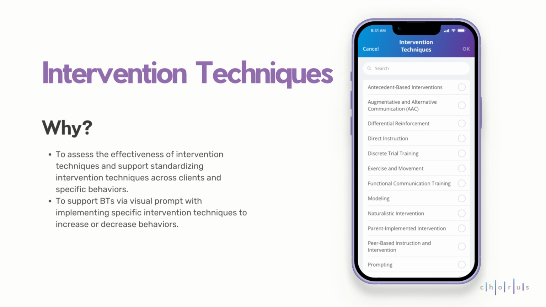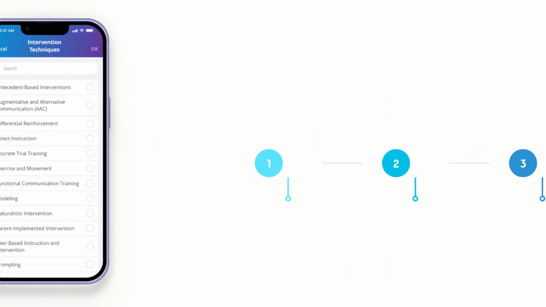Additionally, seeing intervention techniques per target will help guide the behavior technician to implement a certain technique for a particular skill. Please note, this does not remove the requirement of individualizing the interventions to ensure your clients are properly supported and successful with the intervention.